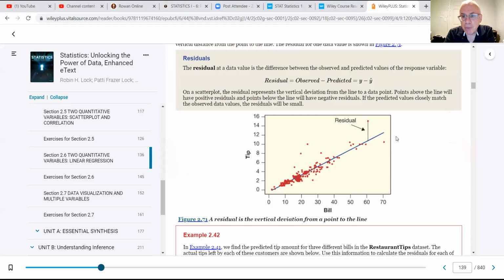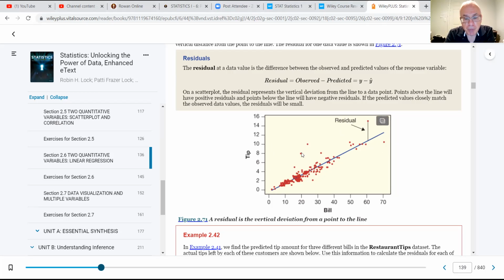Here's an example that's in your book. Please do read the textbook, because it gives you many examples and a very good explanation of all of this. But anyway, here's an example of a scatter plot, and this line here represents what's called the line of best fit, or the regression line.